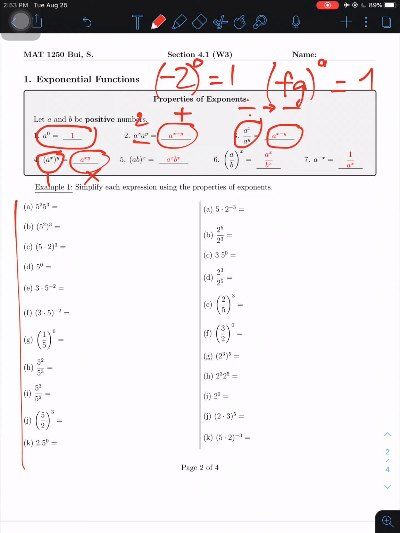Don't mistake them, okay? For number 5, now just imagine we have 2 different bases, a and b, different from each other. They share the same exponent of x, then you can distribute it out, right? If you break out the parentheses, you distribute the x to a and the x to b, so you end up with a to the x and b to the x, okay? Similarly, if you have a divided by b and both of them have the same exponent of x, you can just distribute x into a and x into b to get a to the x over b to the x.